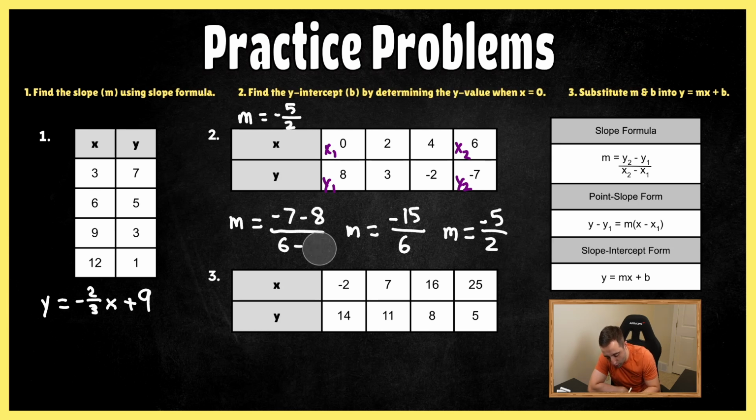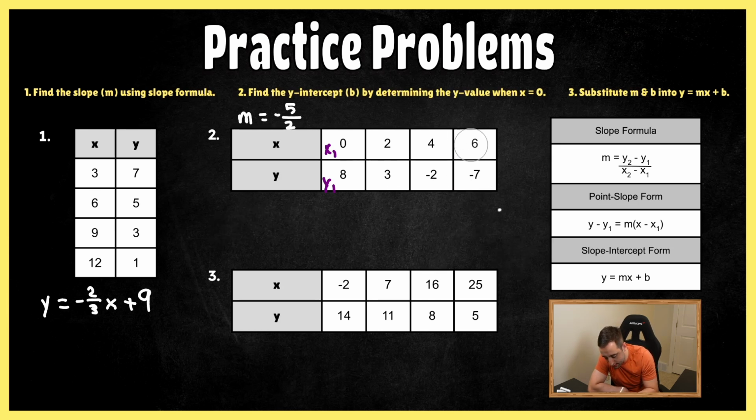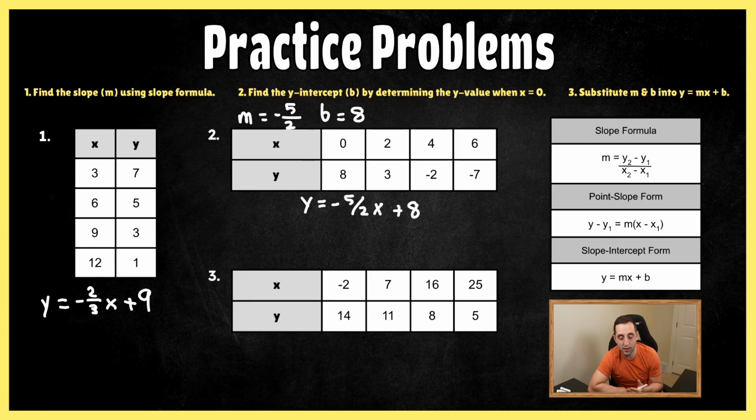And I enjoy this table quite a bit because I already see the x-coordinate of 0 with the matching y-coordinate, which will be our b. In this case, it's going to be 8. So we have b is equal to 8. And now we just need to plug it into our slope-intercept form. So we get y equals negative 5/2 x, and then we just tack on that plus 8 at the very end, and we're done with number 2.